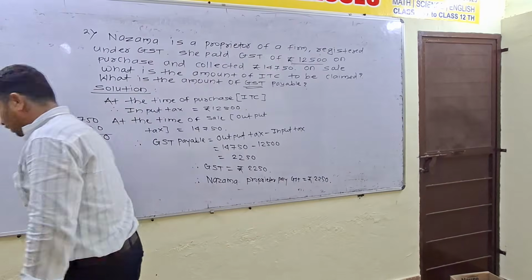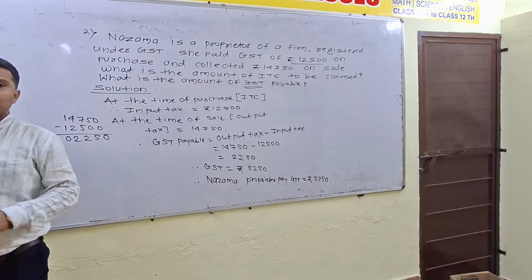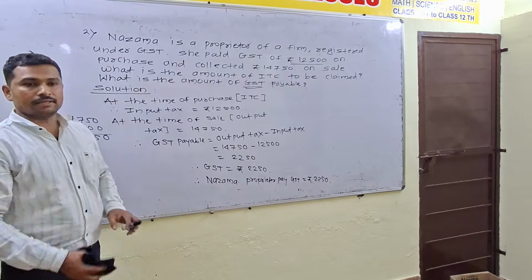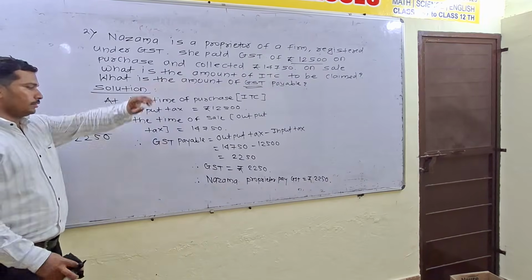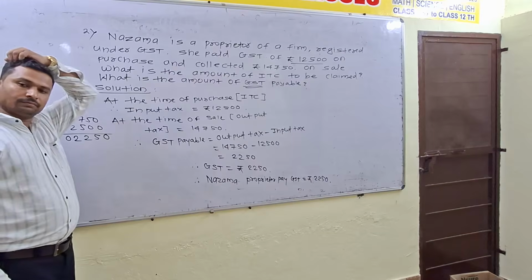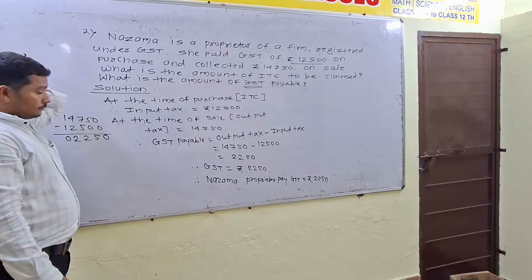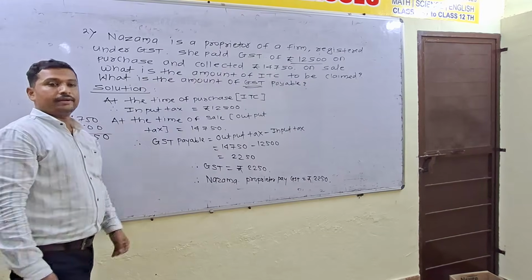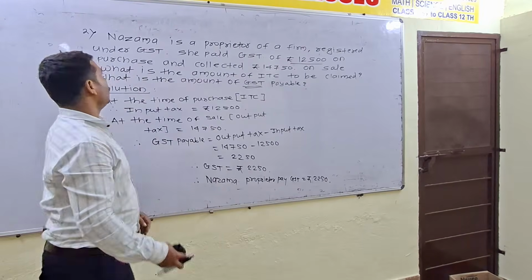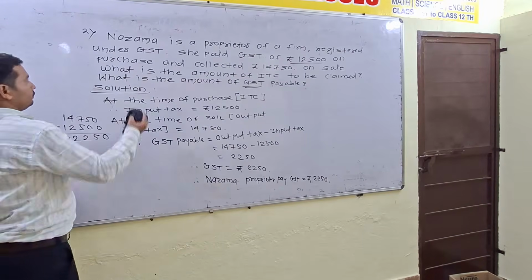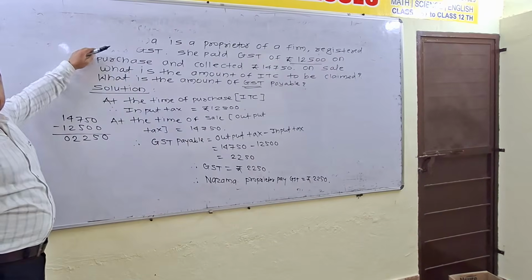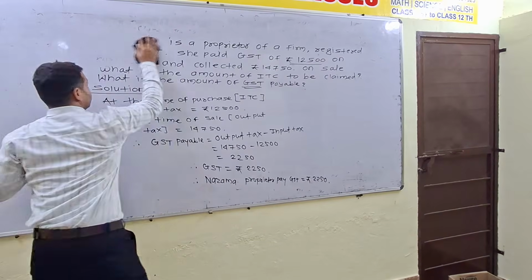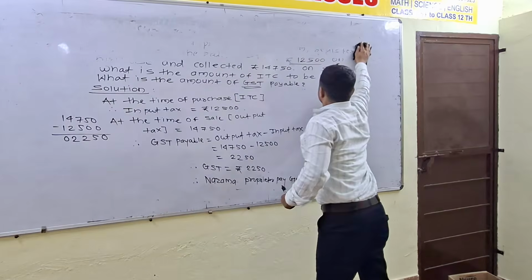Write down the question number. Are you done? Now let's solve the next question. You will try to solve the next question here. Question number third. Next question is the third question.